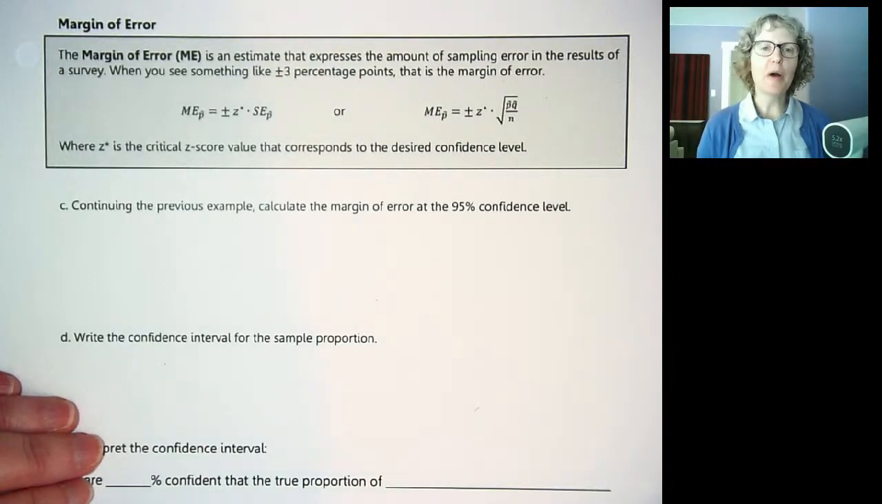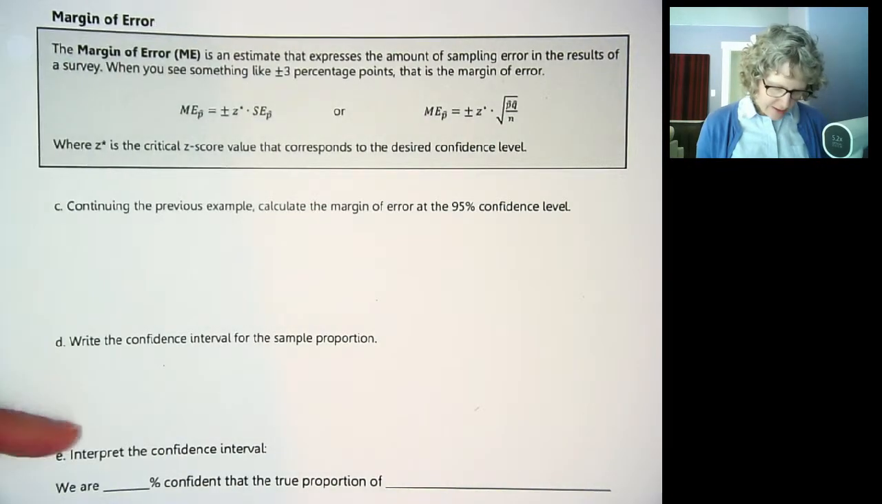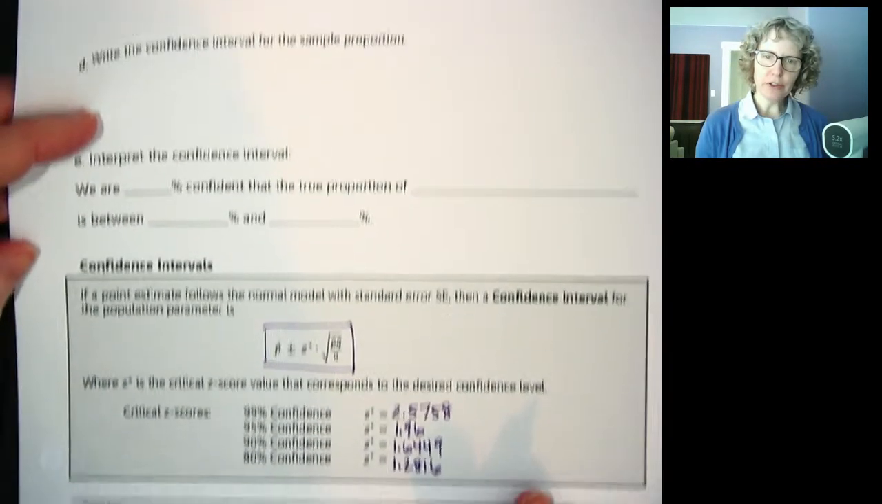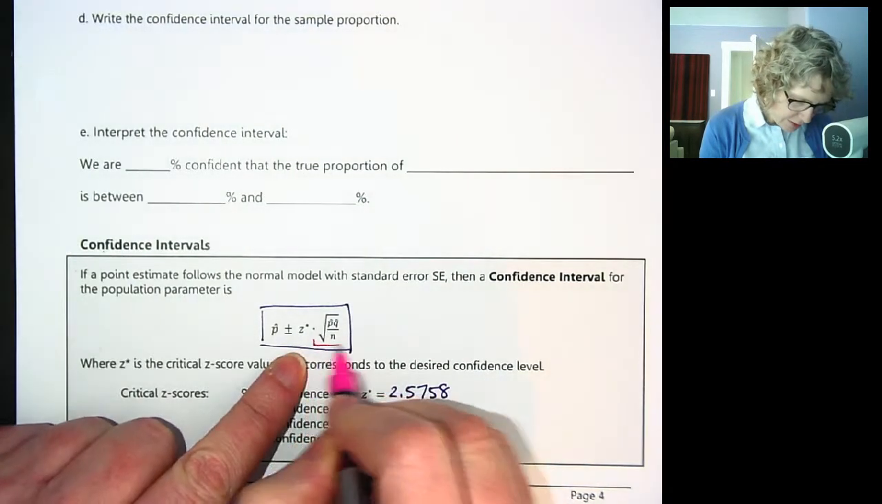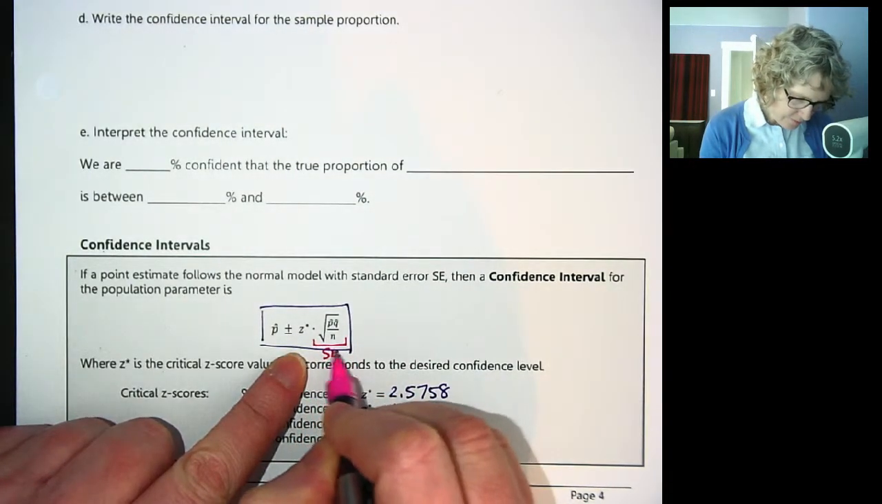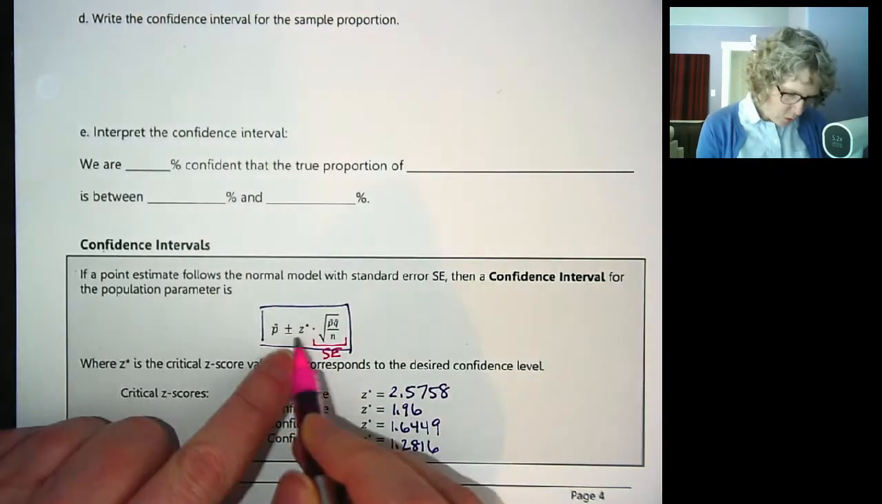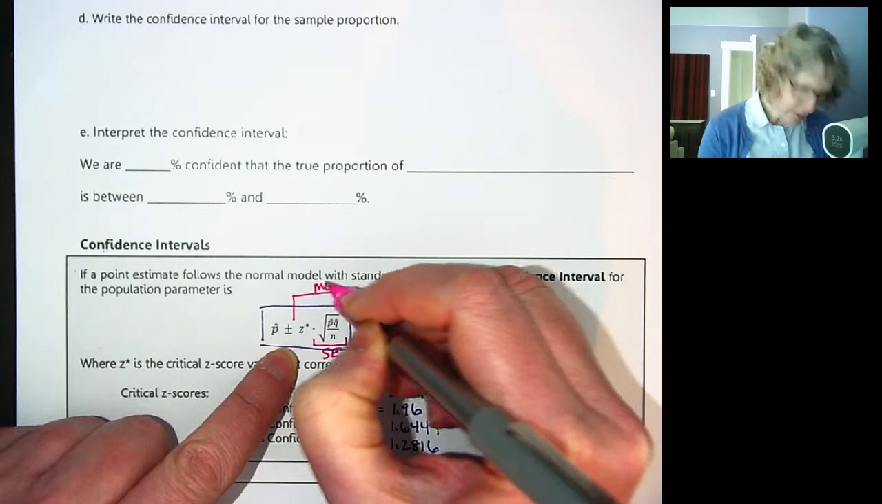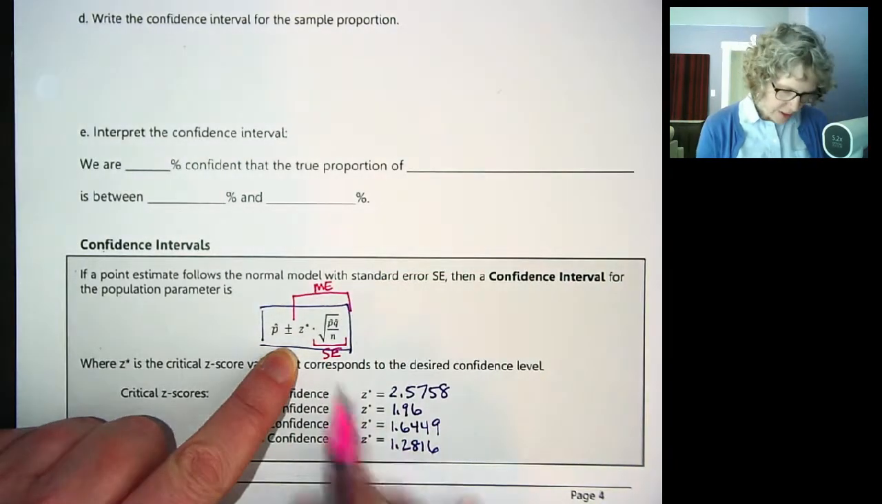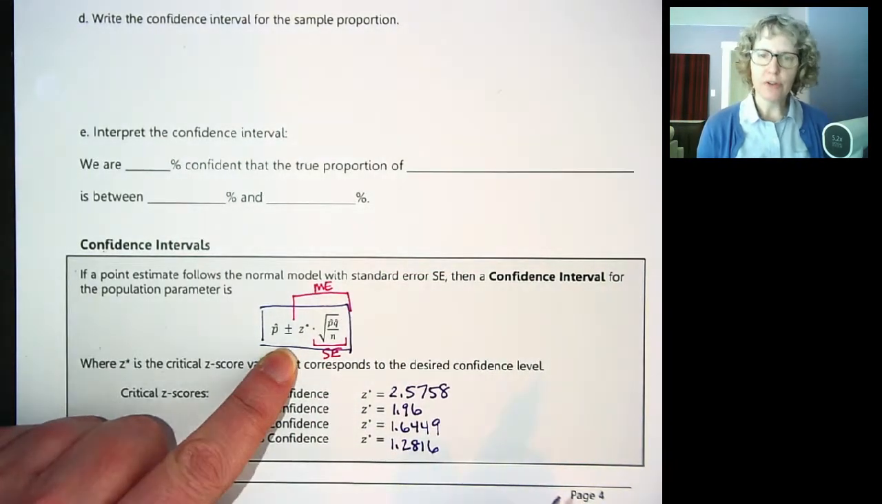Hi, this video is about margin of error. So now that we have figured out what the standard error is, that's part of our confidence interval formula. And then the margin of error, let me actually go to this formula again. So this part right here is the standard error. And then the whole plus or minus part, that's the margin of error. So ME for margin of error, SE for standard error.